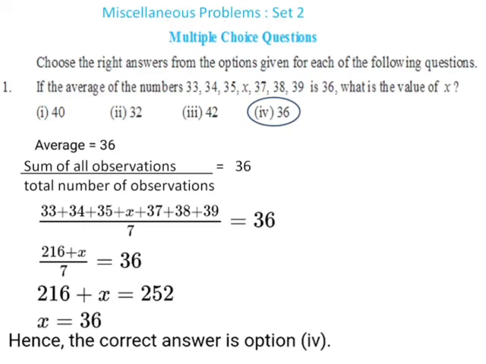Now, miscellaneous problem set 2. Here, only one question is given based on this lesson. It is the first example given in the multiple choice questions. Choose the right answer from the options given for each of the following questions. If the average of the numbers 33, 34, 35, x, 37, 38, 39 is 36, what is the value of x?